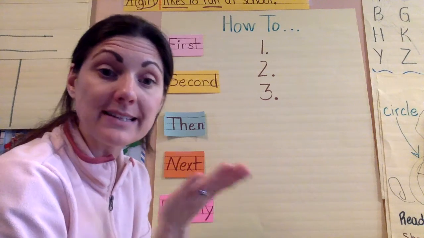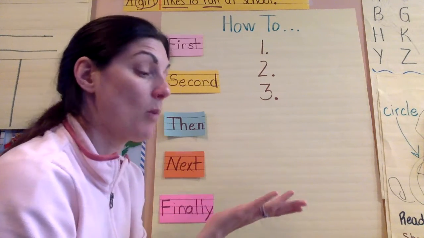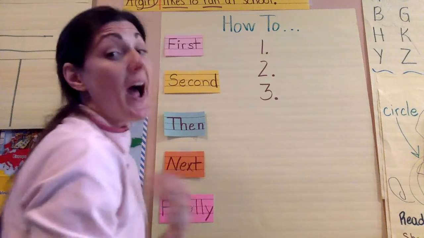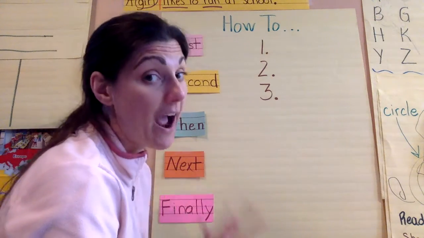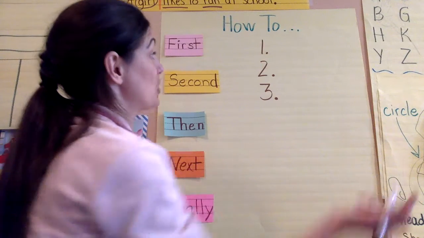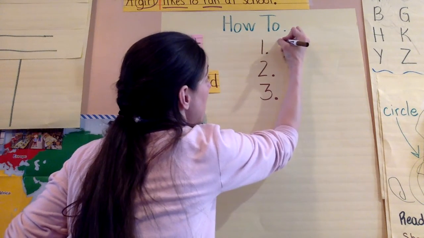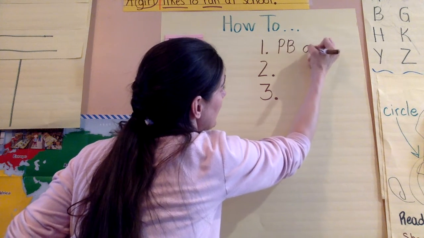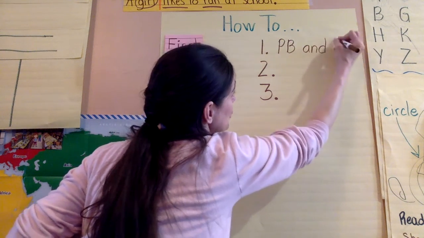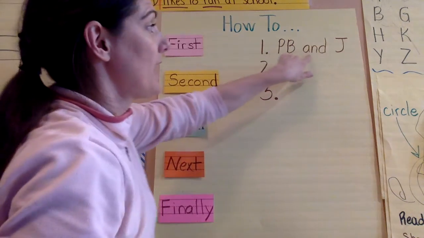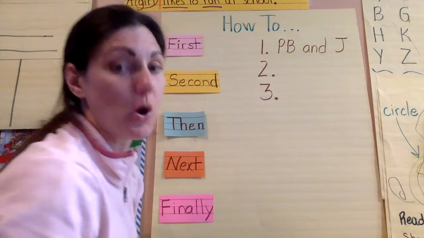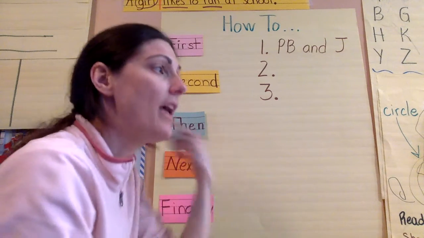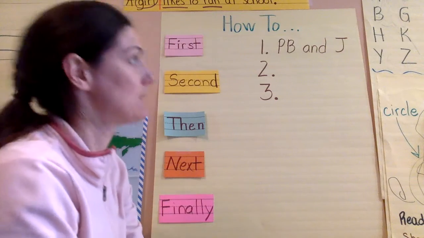So I'm going to go with my example that I used yesterday. When I make Dylan lunch each day, every single day he wants a peanut butter and jelly sandwich. So I think that I could teach someone how to make a peanut butter and jelly sandwich. So I'm going to write P, B, and J, which stands for peanut butter and jelly. And I'm just making notes right now. I don't need to write in sentences because I'm just trying to get my brain thinking, okay, what am I good at that I could teach others how to do?